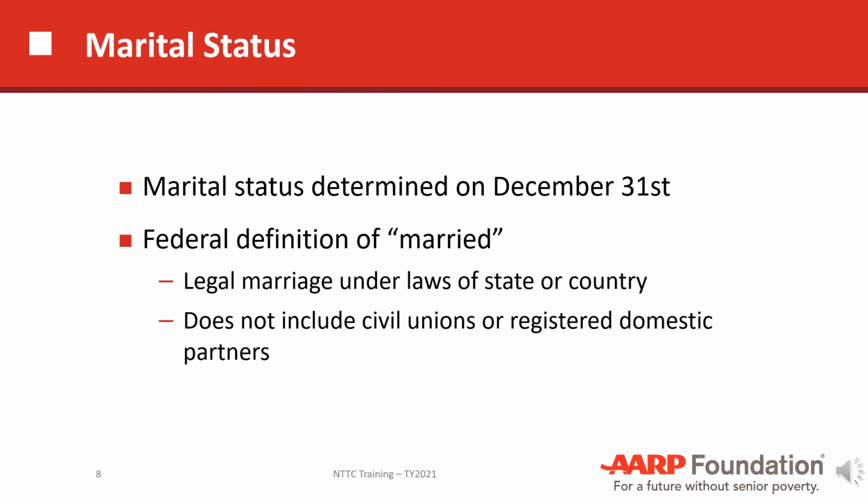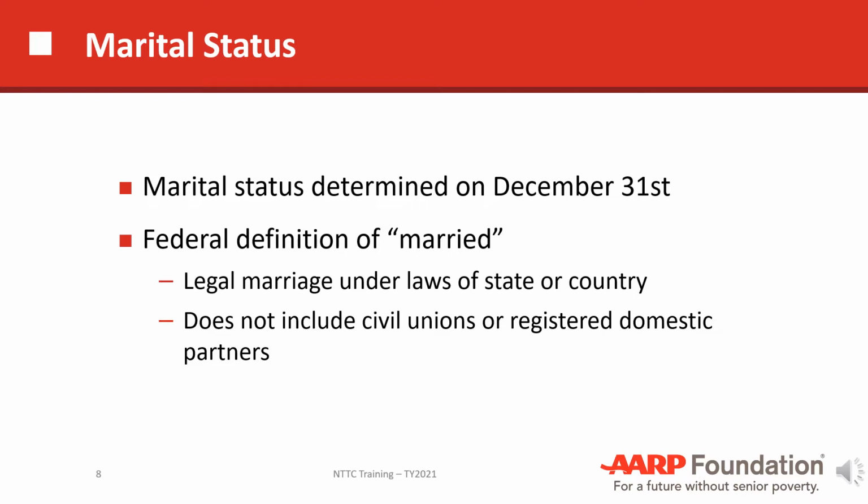Obviously, marital status is very important to determine a taxpayer's filing status. But the marital status is determined on December 31st. So some people do get married on December 31st just so that they can have the tax advantage of being married for the entire year. So it's really only on that one day. If somebody gets married on the 31st, they're considered married for the entire year.